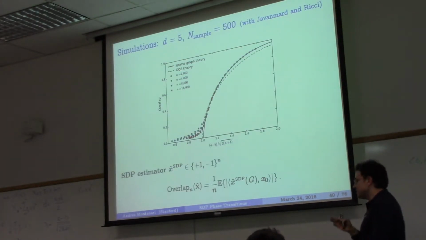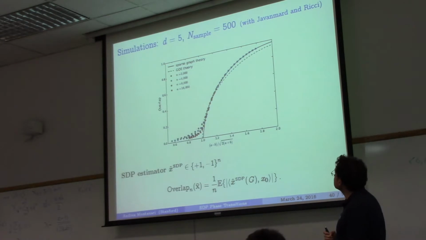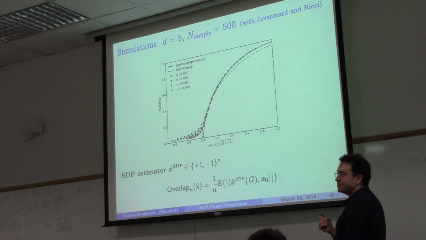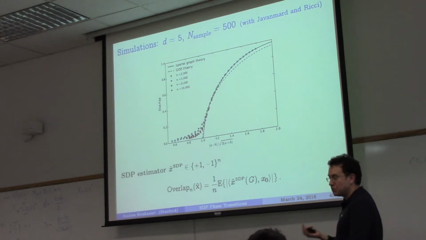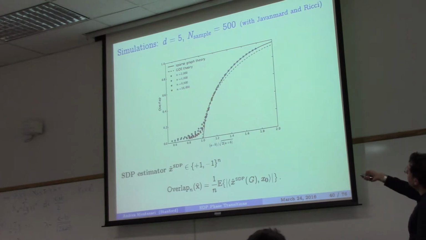So what we did is, first of all, a lot of simulations, and second, we did some non-rigorous statistical physics calculation. My background is that I'm a physicist, and if there is one thing you learn as a physicist, it is that there is nothing you cannot compute. Most things you cannot prove, but most things you also can compute.